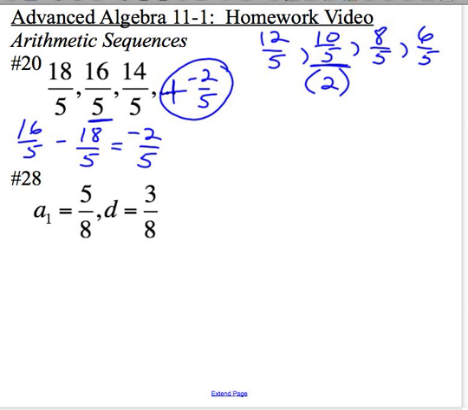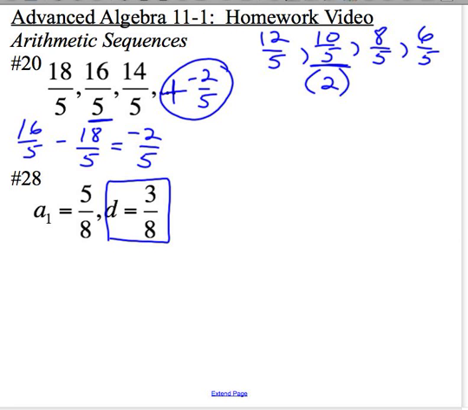If I look at 28, they tell me the first term is 5/8. I'm supposed to find the first 5 terms. I already know a sub 1. I know the first term of my sequence. I need terms 2, 3, 4, and 5. My common difference is 3/8. That means I'm adding 3/8 onto the previous term.